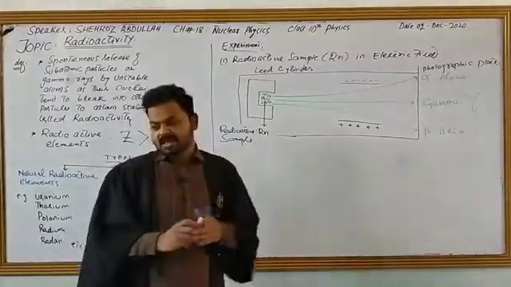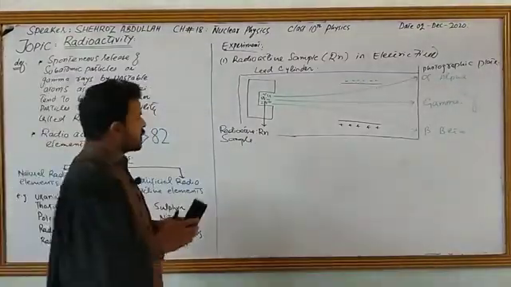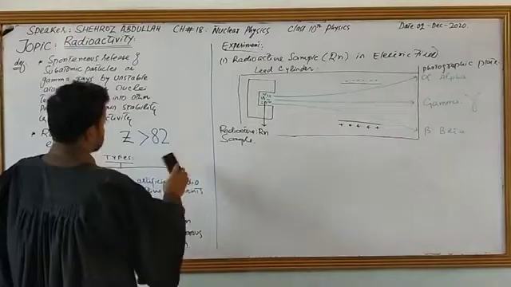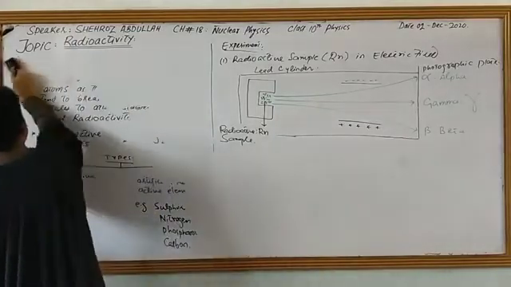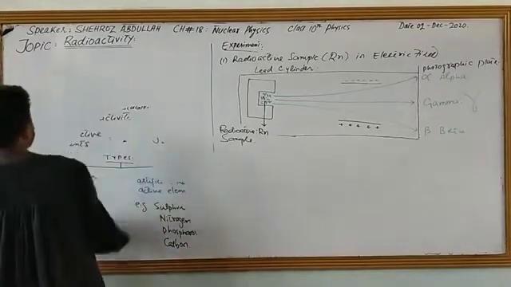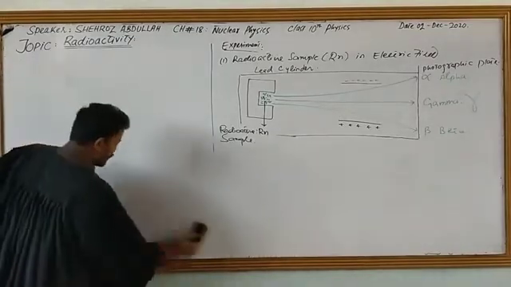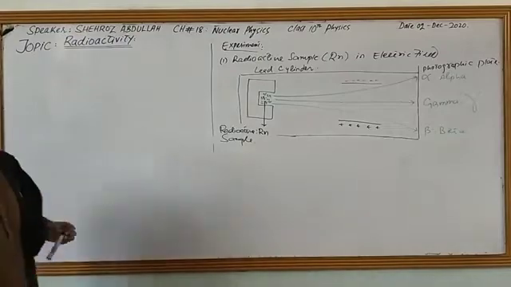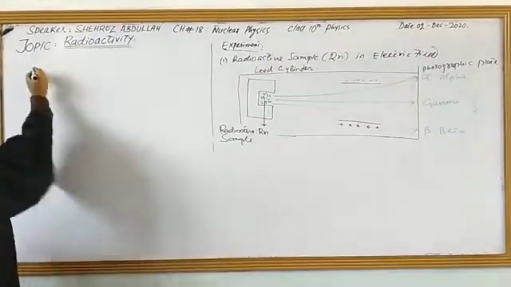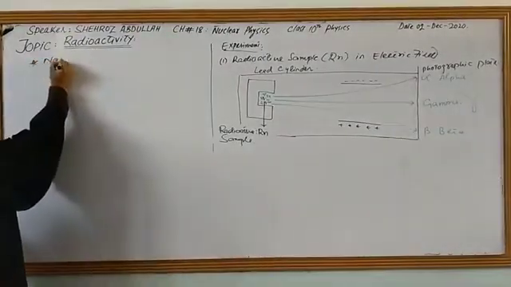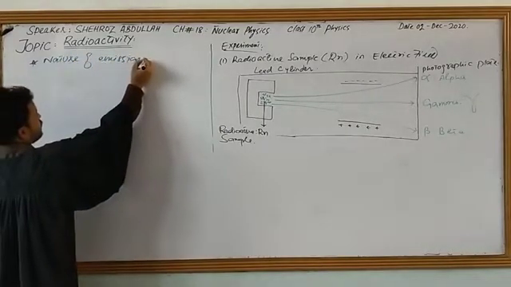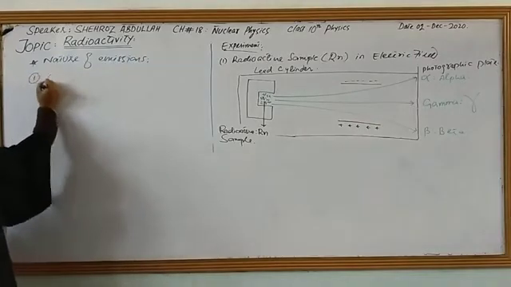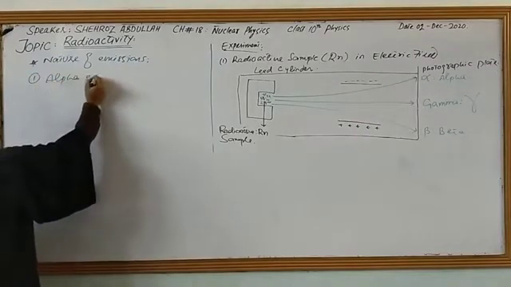So we are going to discuss it in detail over here. Okay. Now I'm erasing this side. Nature of emissions of alpha, beta and gamma. Nature of emissions, first for alpha emission.